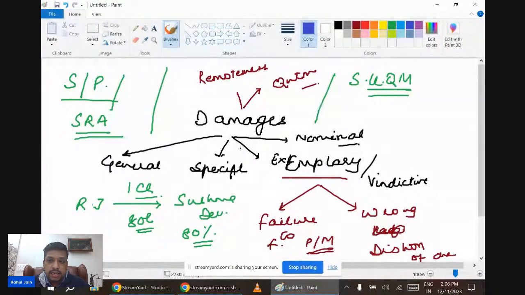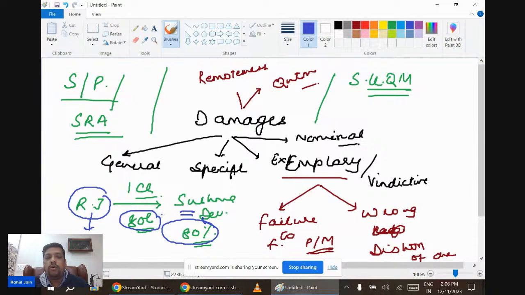Now let us turn the table. Now Rahul Jain is saying to Sushma that don't complete the entire flat, I will do it on my own. In that eventuality, Sushma developers can claim 80 lakhs because breach of contract is done by Rahul Jain. So there can be a suit of quantum meruit that whatever the job is done, you pay accordingly. Okay, understood. This is a minor and tricky point which you need to keep in mind.